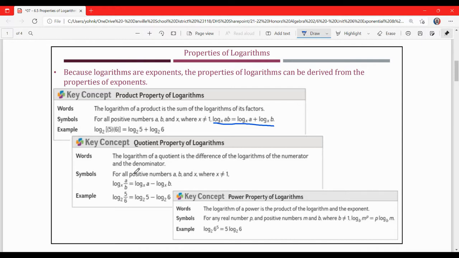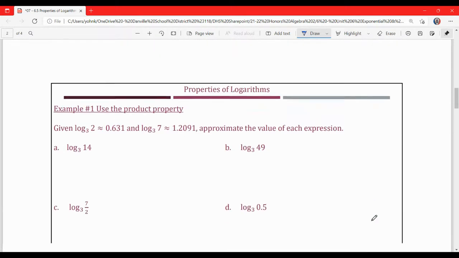The quotient property of logarithms says that when you are dividing, log base x of a over b, you take log base x of a and subtract log base x of b. Finally, the power property of logarithms says that if you have log base b of m to the p, you can take the power p and bring it down as a multiplication in front. So those are the properties that we're going to be using throughout the section.